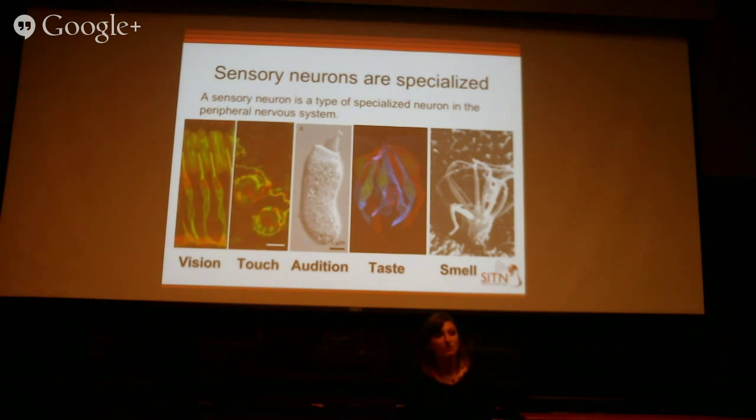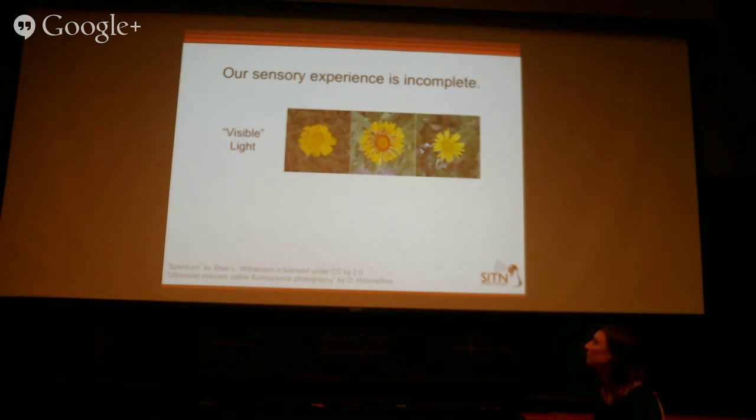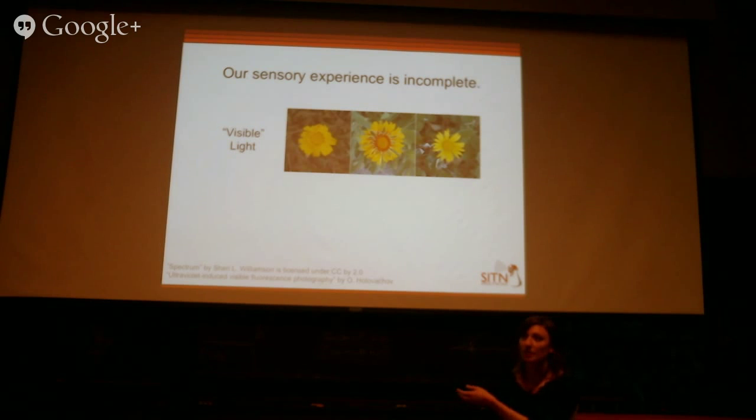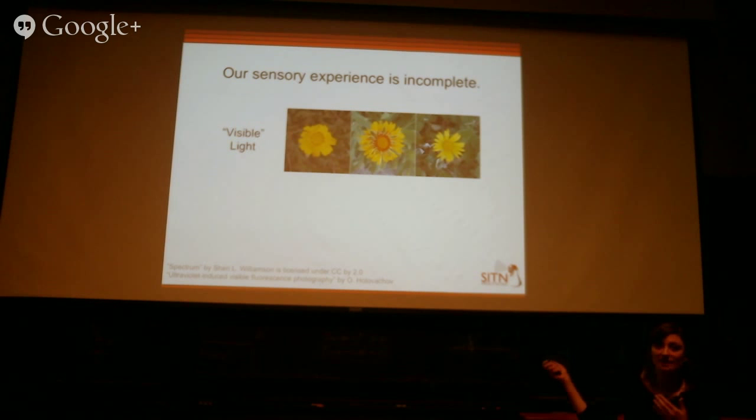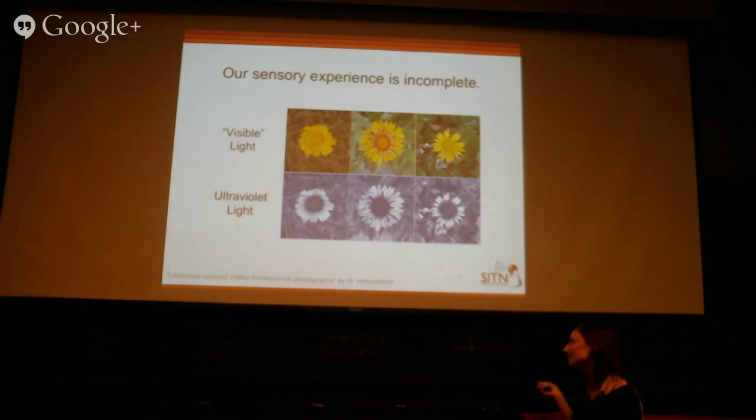We can look at other animals, and bumblebees and hummingbirds, for instance, have different types of receptors that can interact with different wavelengths of light that allow them to see ultraviolet light. So when we look at a flower, we see this yellow flower in the visible light spectrum because we're detecting certain wavelengths of light. But in addition to being able to see those wavelengths, a bee can also see ultraviolet light.